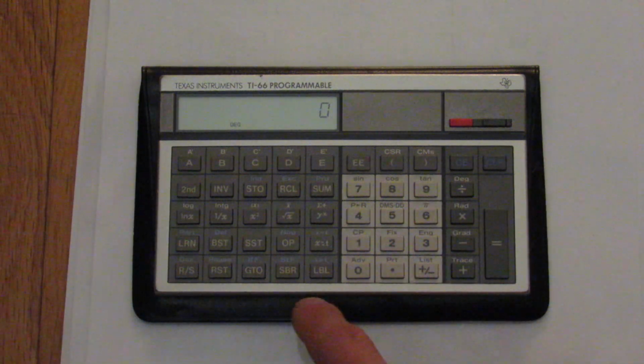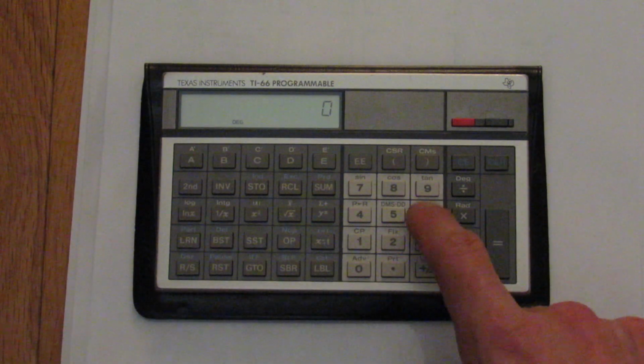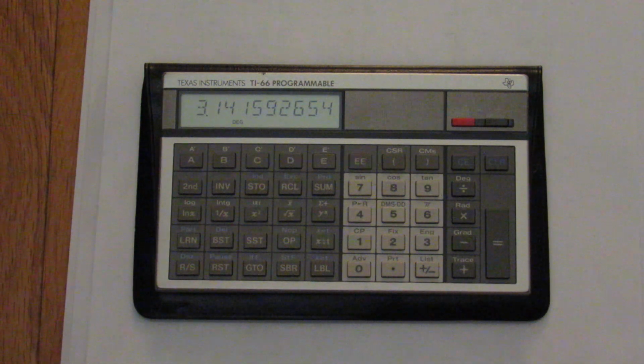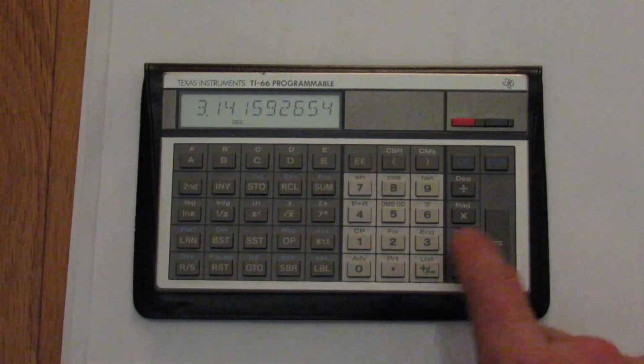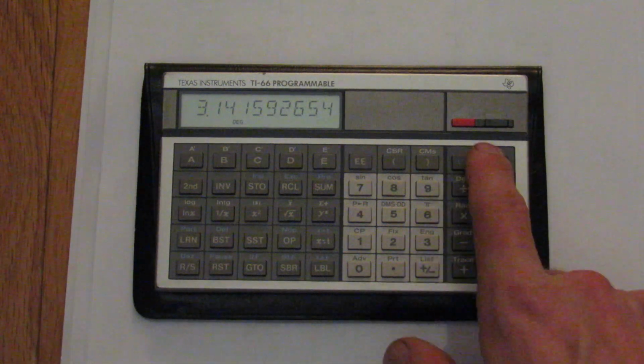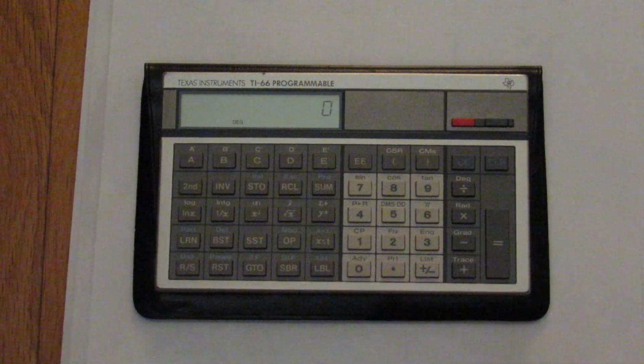We can just see what pi is with second 6. And there you go. The precision's 13, but you can just see 9 decimal points there. Okay. Again, it's a slow calculator, but it's a very powerful one, and it has some interesting programming tricks.